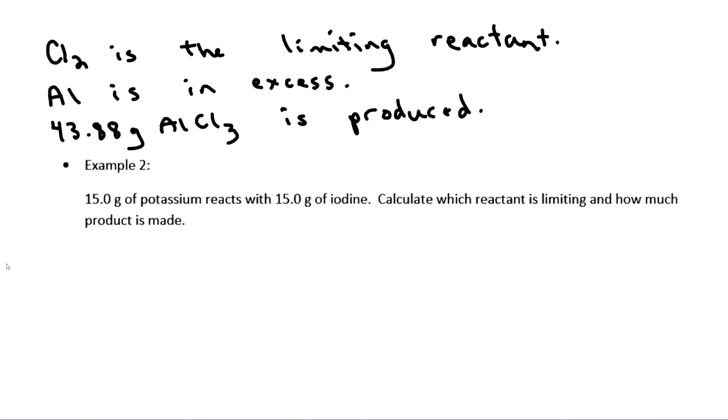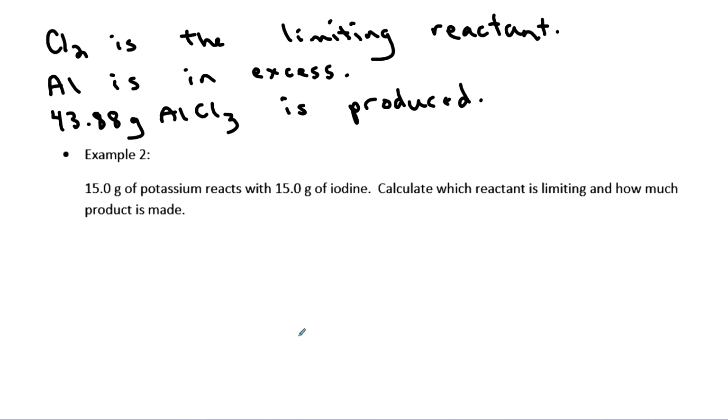Let's try another example. I'm quite sure I left this one blank, so I don't think anyone would have this written down yet. So we can work along through this one together. So this one says 15 grams of potassium reacts with 15 grams of iodine. Calculate which reactant is limiting and how much product is made. Okay, so very similar question to above. But we do have to write out our balanced equation first. It's not given to us.